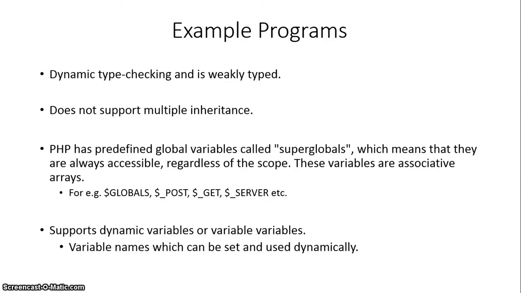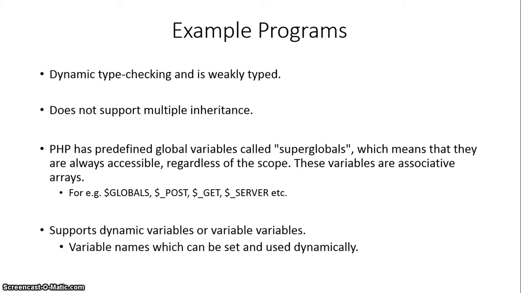Before we see any PHP code, I would like to talk about some features of PHP. PHP is a weakly typed language which implements dynamic type checking. It does not support multiple inheritance. PHP has a lot of predefined global variables called superglobals, and they are always accessible regardless of their scope. These superglobals are nothing but associative arrays, and we'll talk about them later when we talk about the code. Examples of these global variables include $GLOBALS, $_POST, $_GET, $_SERVER, etc.